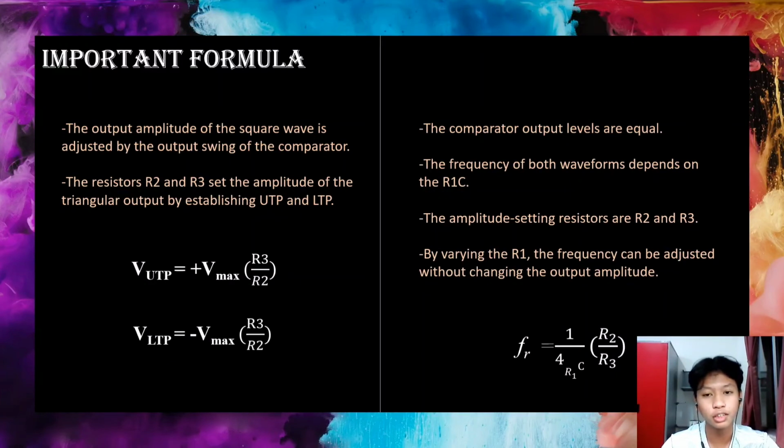The frequency of both waveforms depends on R1 times C. The formula for frequency is f equal to 1 over 4 R1 C times R2 over R3. So by varying R1, the frequency can be adjusted without changing the output amplitude.